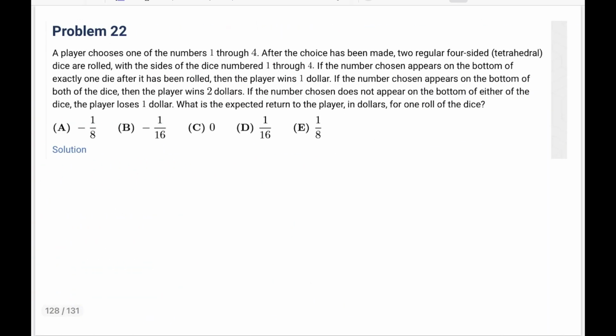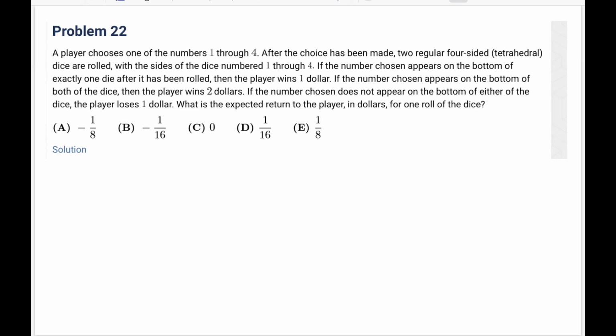Problem 22. A player chooses one of the numbers 1 through 4. After the choice has been made, 2 regular 4-sided tetrahedral dice are rolled with the sides of the dice numbered 1 through 4. If the number chosen appears on the bottom of exactly one die after it has been rolled, then the player wins $1. If the number chosen appears on the bottom of both of the dice, then the player wins $2. If the number chosen does not appear on the bottom of either of the dice, the player loses $1.